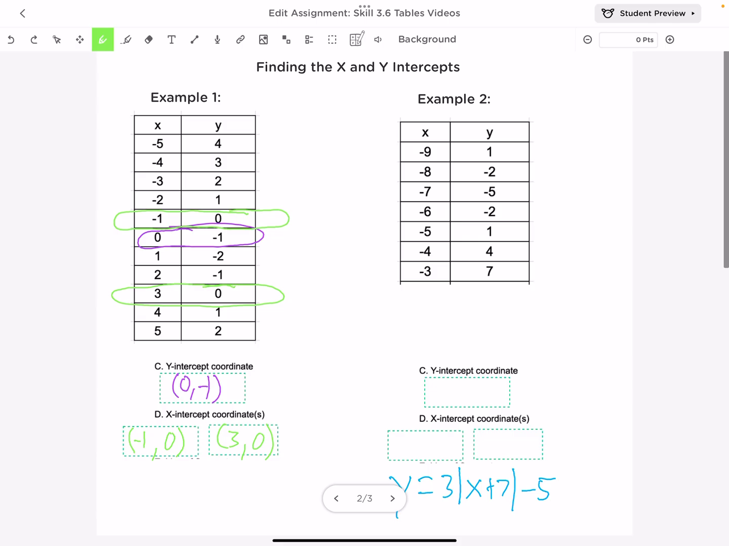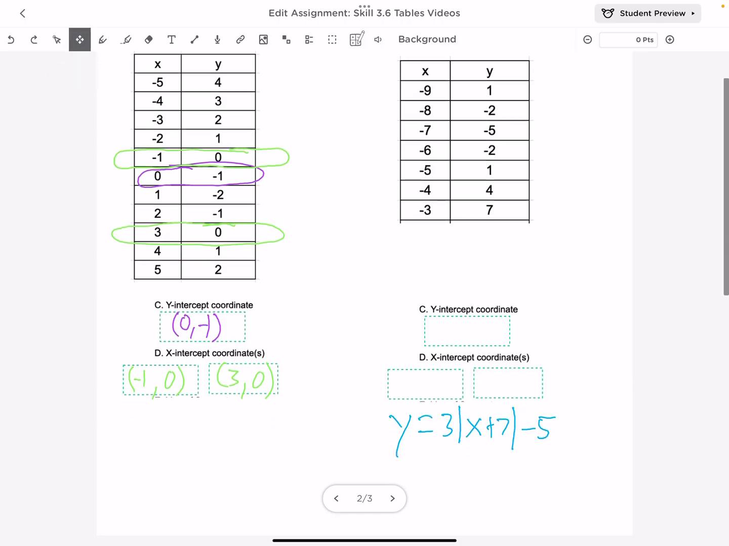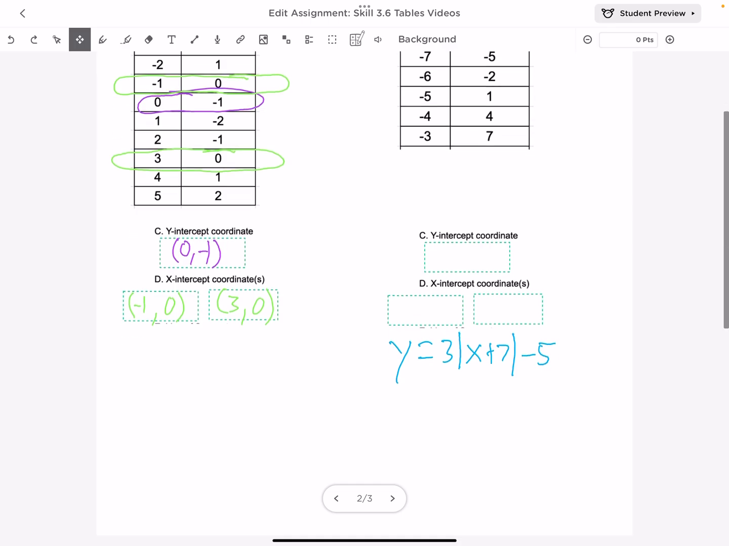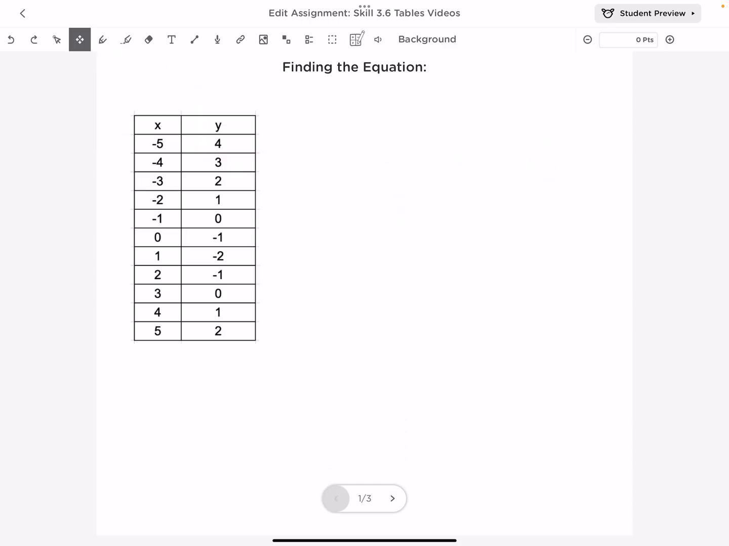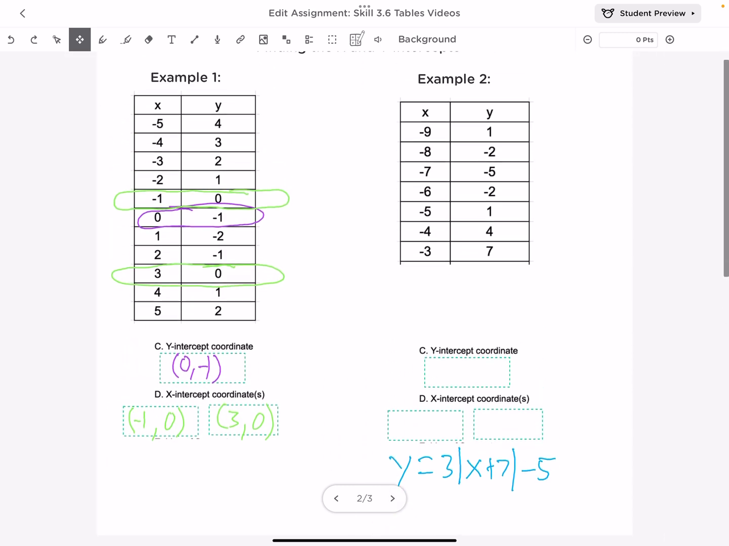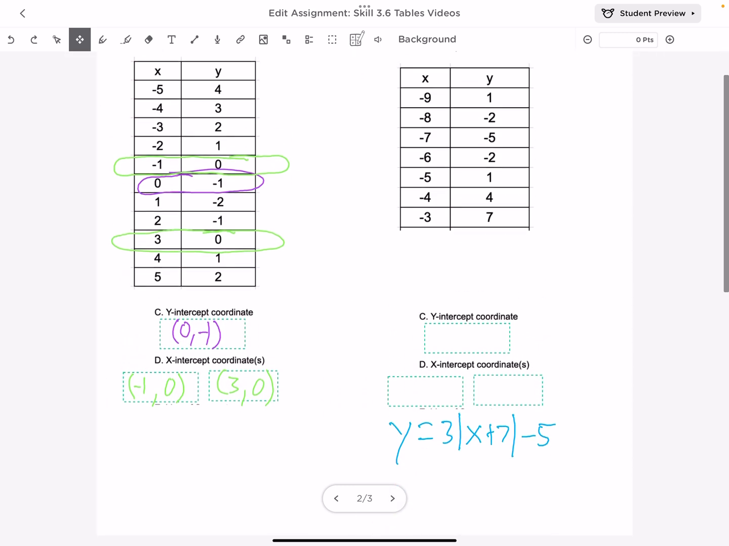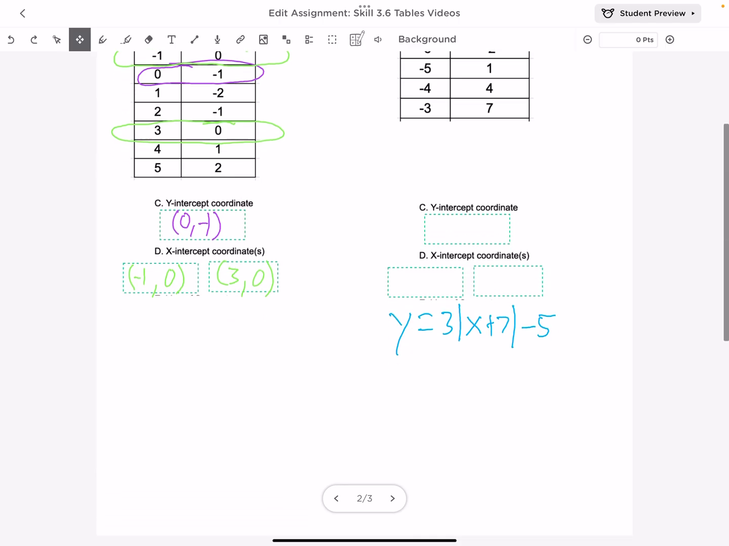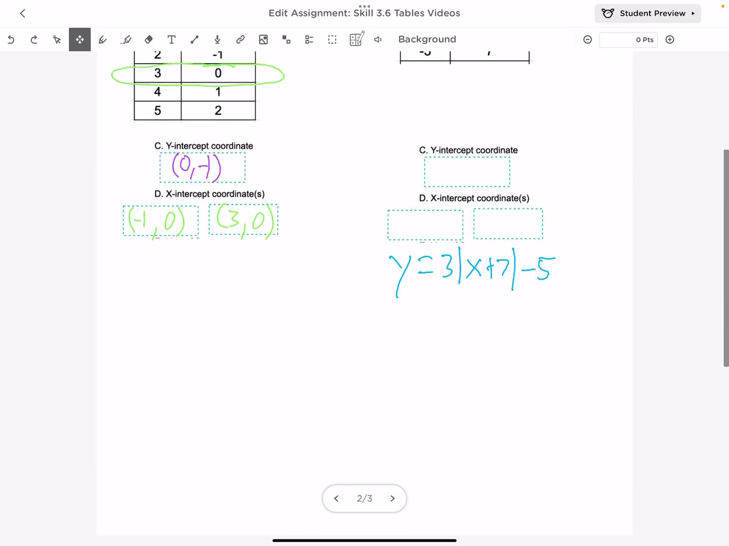That's pretty easy. But what happens if I have a harder table, like example 2? Notice that I don't have any zeros anywhere for the x's or the y's. So what I'm going to have to do is use my equation. Now, if you need a refresher, this was the equation we found in video 1. If you need a refresher, go back and watch that video if you're not sure how to get the equation. But once we have the equation, we can use it to find both the x and y intercepts. Let's start with the y-intercept.